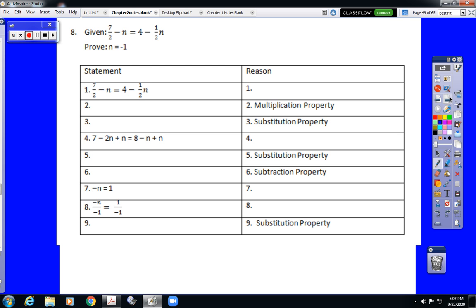So, number 8 is already written in given prove form, which means that we start off by restating the given. They've already done that for us, so we're going to list given as our reason for step 1 because given information is always considered to be true.